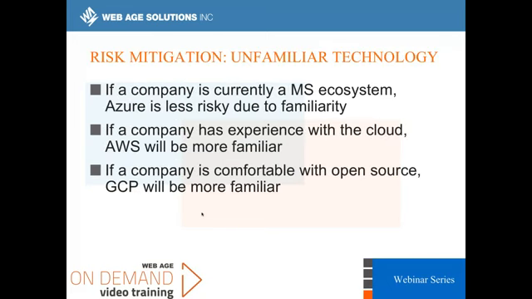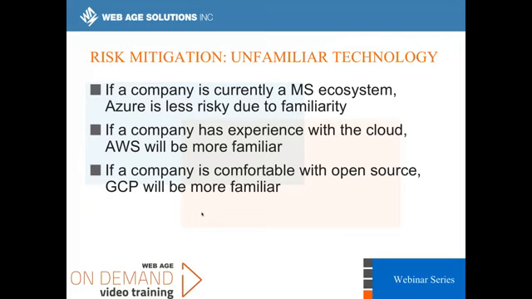Okay, so in making the decision, we have to look at our risks. And remember, one of our risks was unfamiliar technology. So if your company is currently a Microsoft ecosystem, Azure will probably be less risky due to familiarity and the ability to extend things like Active Directory. If your company already has experience in the cloud, that experience was probably already AWS. If you've hired people who have experience in the cloud, more than likely they know AWS.